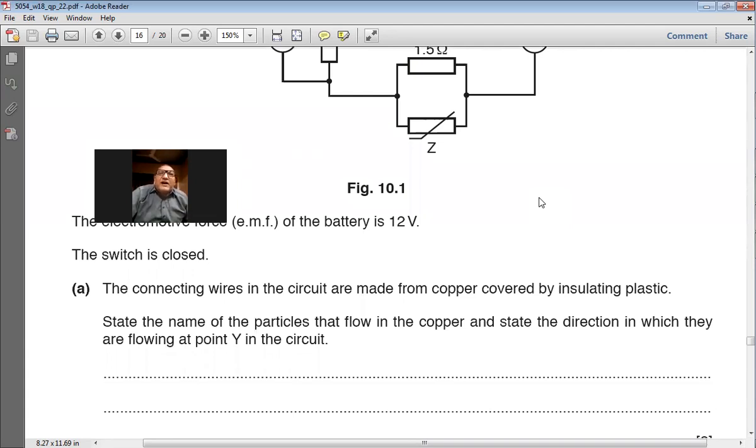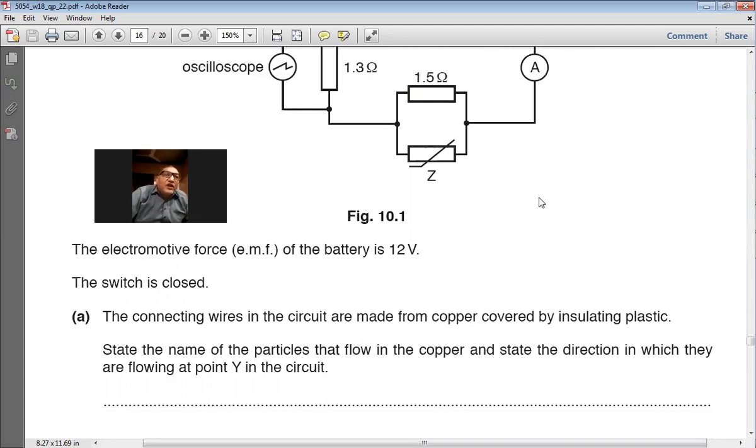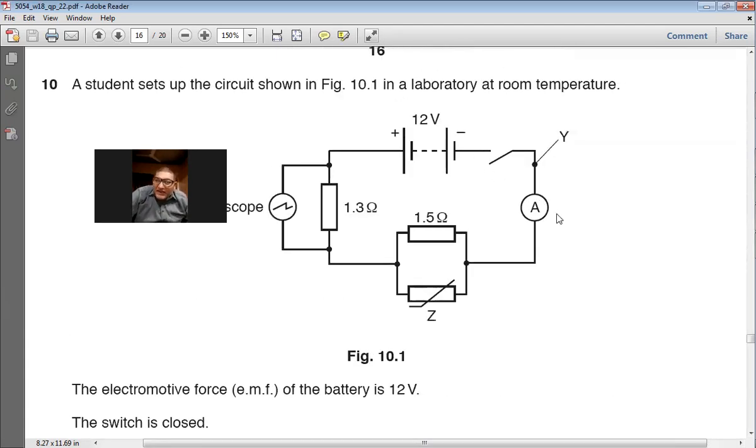So the question is, state the name of the particles that flow in the copper and state the direction in which they are flowing at the point Y in the circuit. The particles which are flowing here are electrons. They are negatively charged, and at Y they will be going towards the bottom of the page, or you can say towards the ammeter, or you can say they are traveling from the negative terminal of the battery through the circuit towards the positive terminal of the battery.